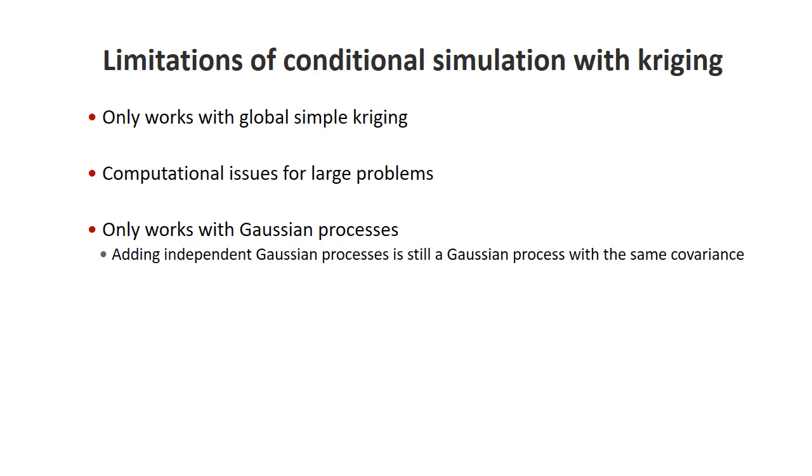One of the reasons is that theoretically you will have to use global simple kriging. The second one, of course, is that you have to do this LU decomposition, which has some computational issues when you go to larger grids, say a billion cell grid. You can imagine doing that. And also, we'd like to work on more local problems, and so global simple kriging is not going to cut it for us. Then secondly, this LU decomposition will only simulate Gaussian processes.